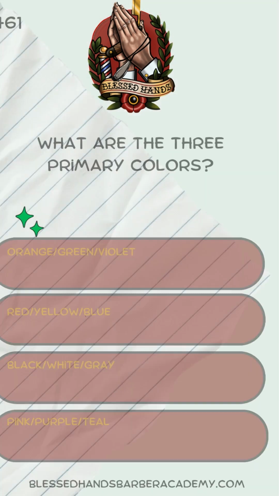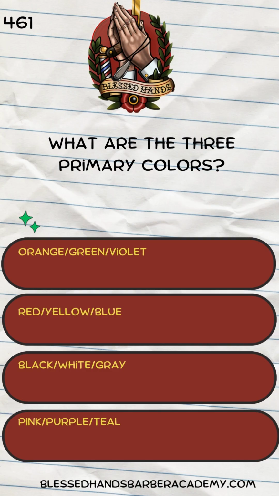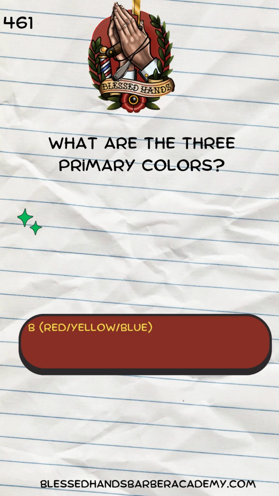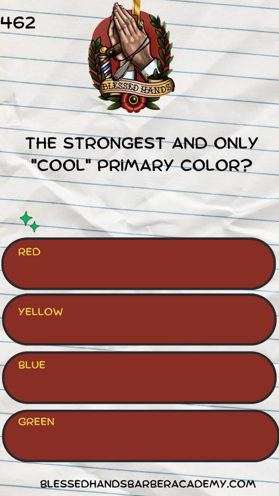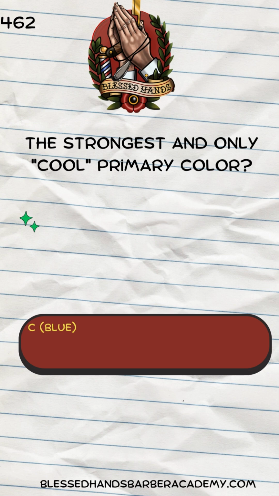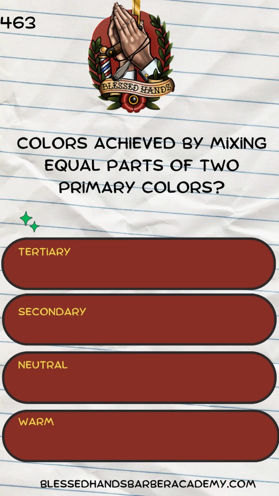Primary. What are the three primary colors? Orange/green/violet, red/yellow/blue, black/white/gray, pink/purple/teal. B. Red/yellow/blue. The strongest and only cool primary color? Red, yellow, blue, green. C. Blue. Colors achieved by mixing equal parts of two primary colors?